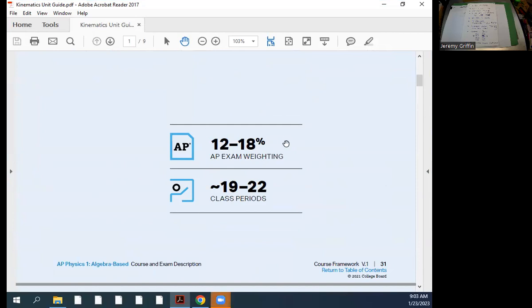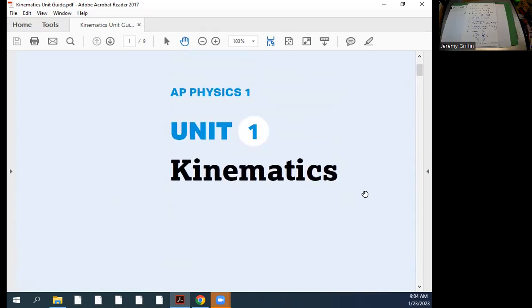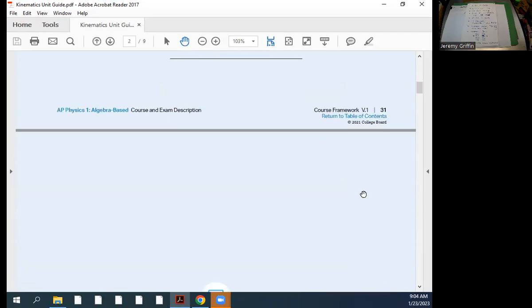So 12 to 18% of the questions are going to come from Unit 1. That's a pretty fair split. If you take, you guys got what, 7 topics? 100% divided by 7 is like 14, 15%, which lands right in that window. Some topics are weighted a little more, some a little less, but this would be about average representation. So Unit 1, kinematic motion.